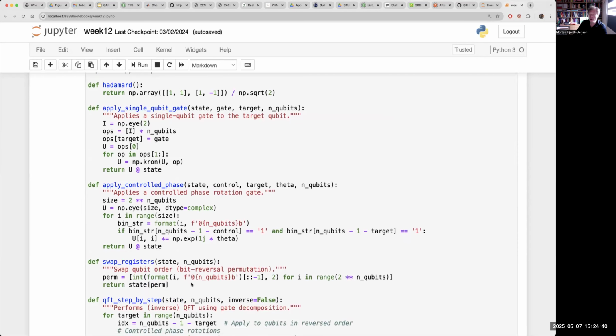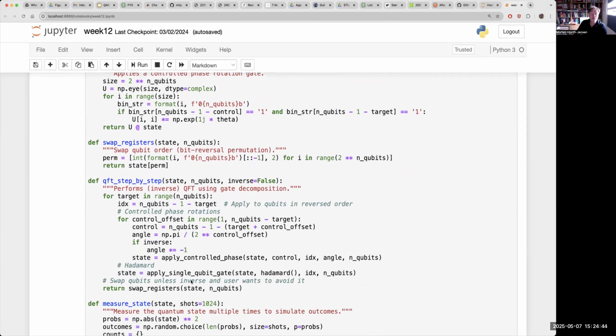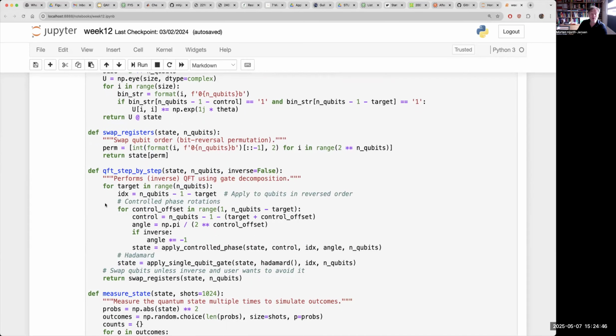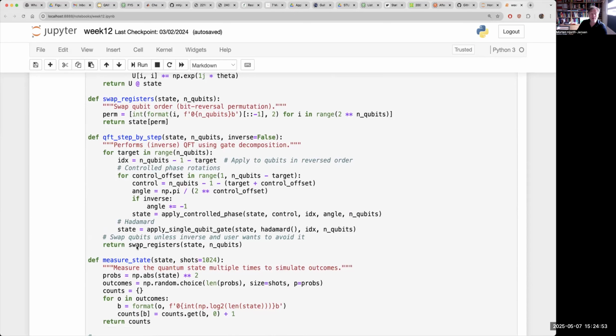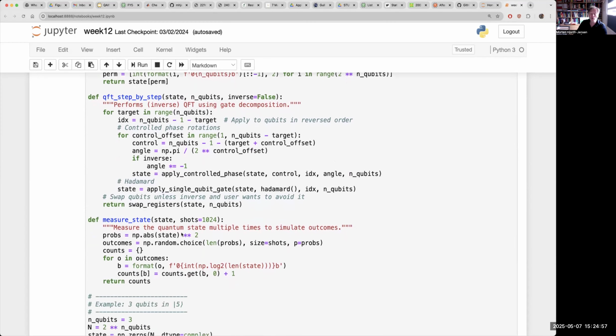And then you have the swap register, where you swap the bits. And then you do the QFT step by step, where you run through the Hadamard gates and the control phase gates. And when you have that, at the end, you just return the swap registers. And this is where you measure the state.